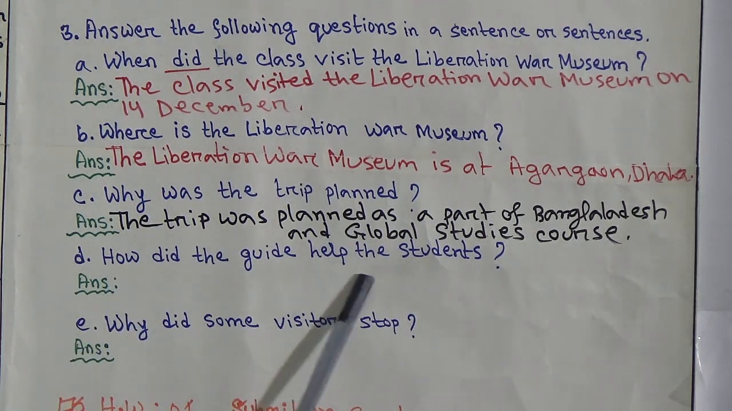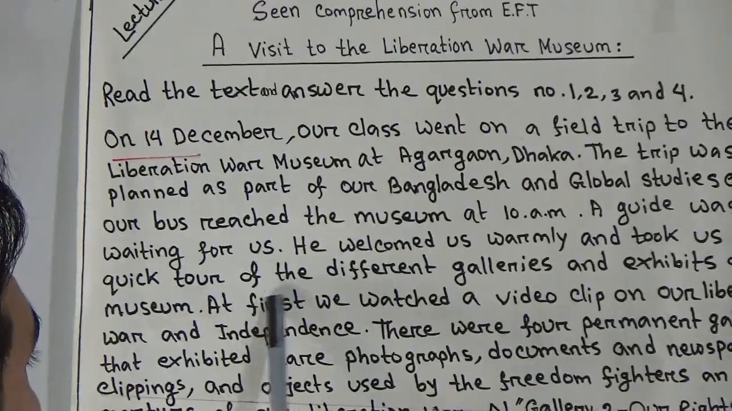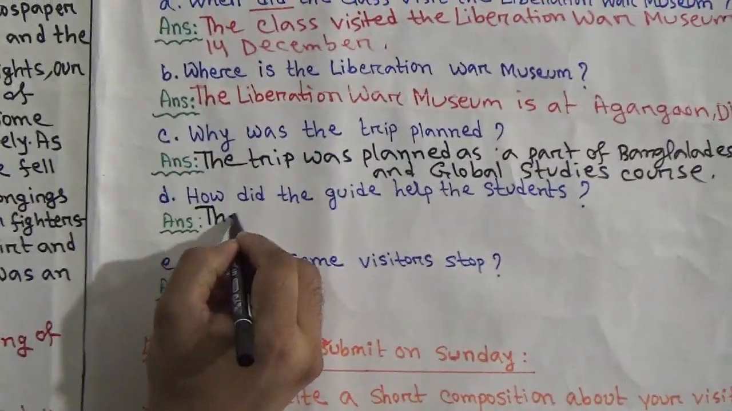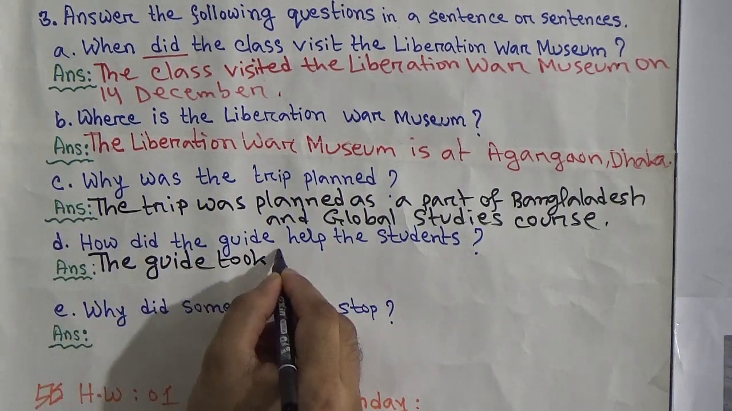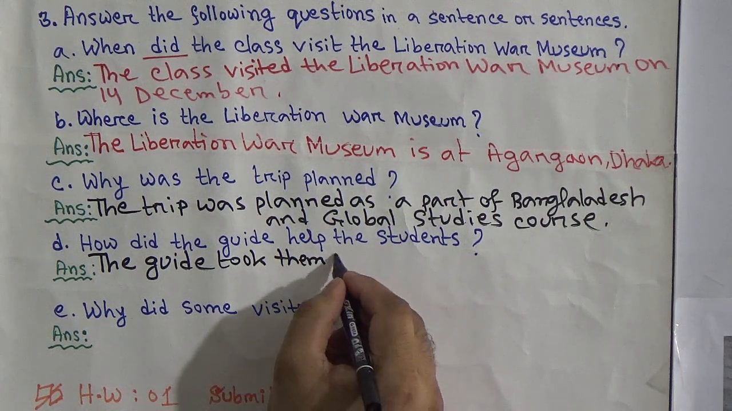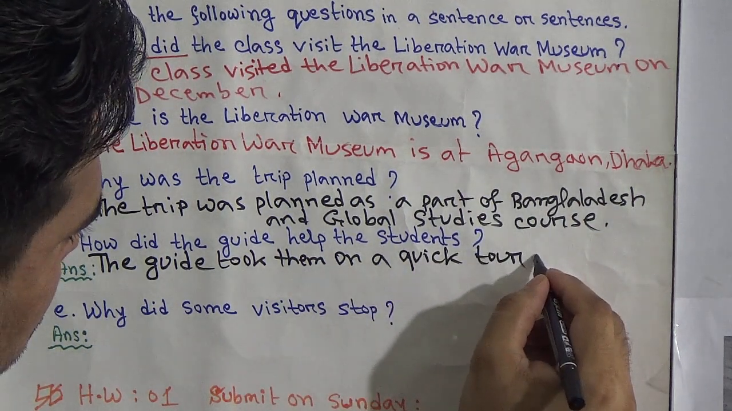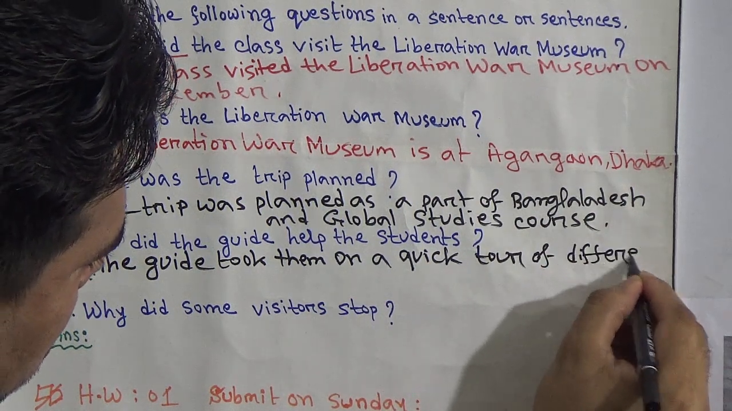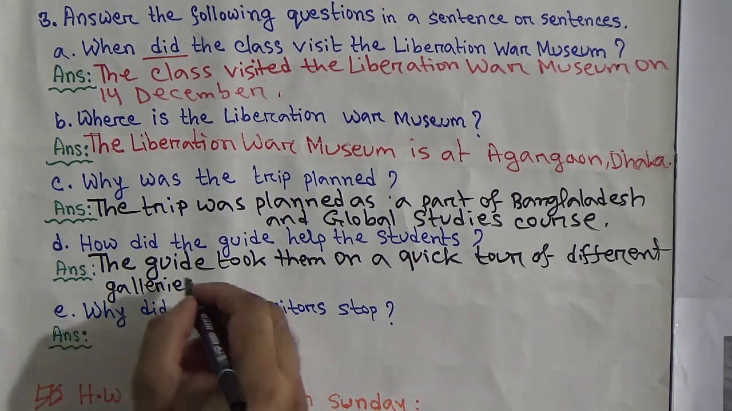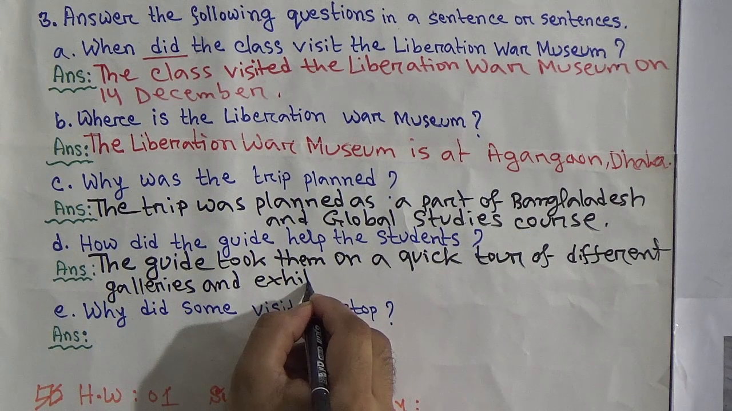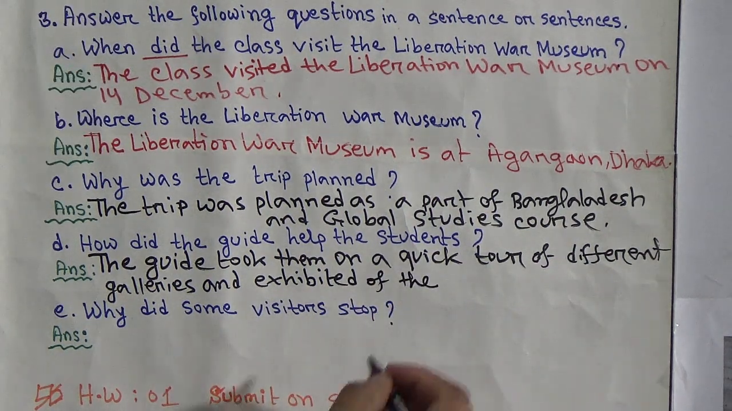Next one is, how did the guide help the students? Here you can see the guide welcomed them warmly and took them on a quick tour of the different galleries. So you can write here, first of all, the guide took them on a quick tour. Quick tour of what? Quick tour of different galleries and exhibits of the museum.